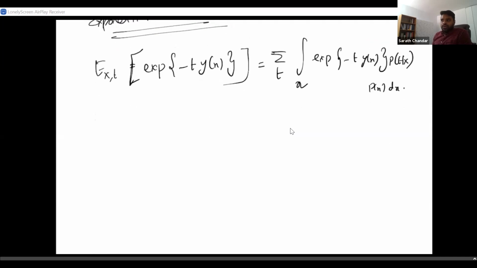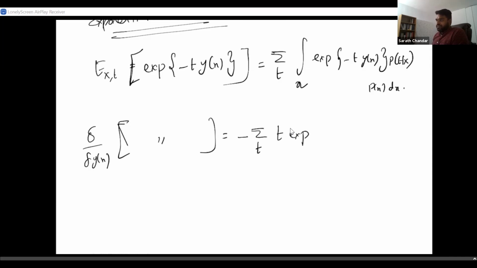Now if you remember our discussion of statistical decision theory, if we want to find the optimal solution for this exponential error function, then all we have to do is differentiate this with respect to y(x) and set it to 0 to see what is the optimal y(x), right? So what is the derivative with respect to y(x) of this expected exponential error? It is given by minus the summation over t of t times exp(-t y(x)) p(t|x) p(x).